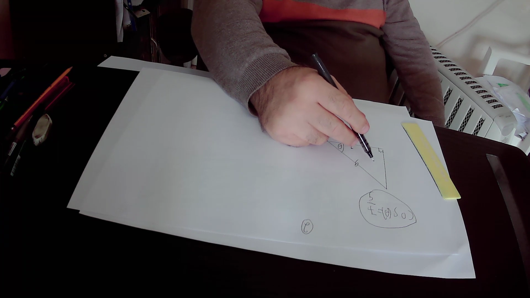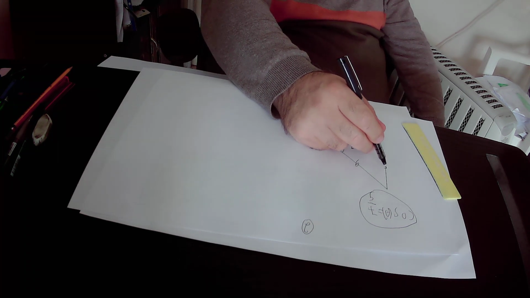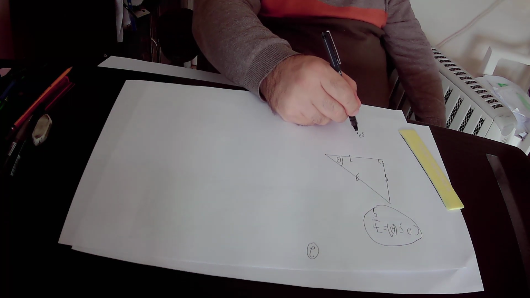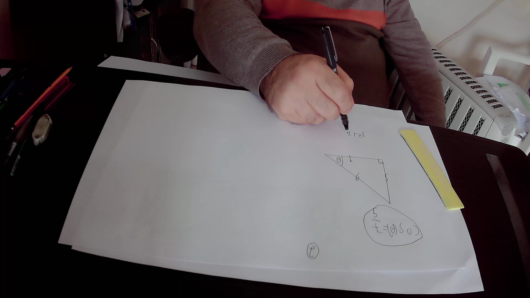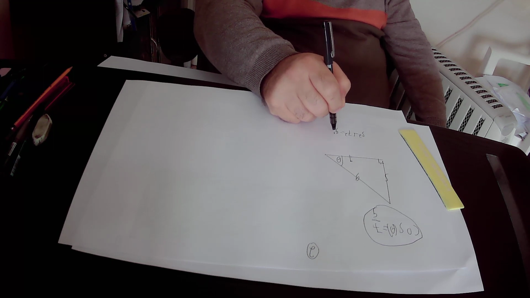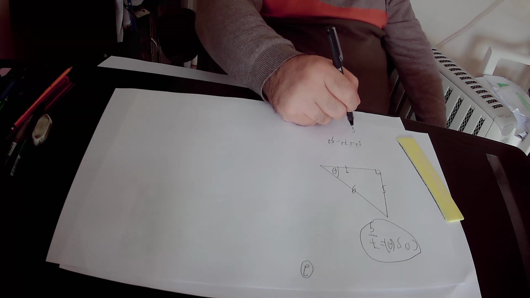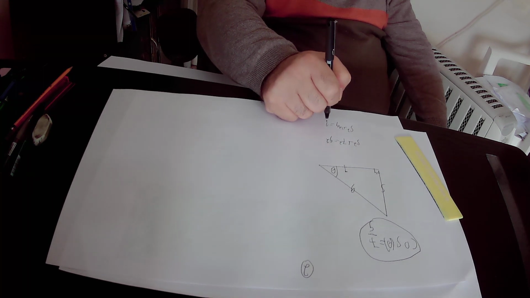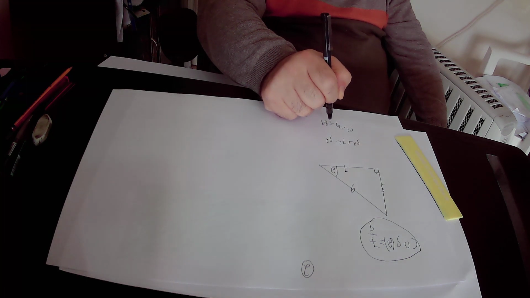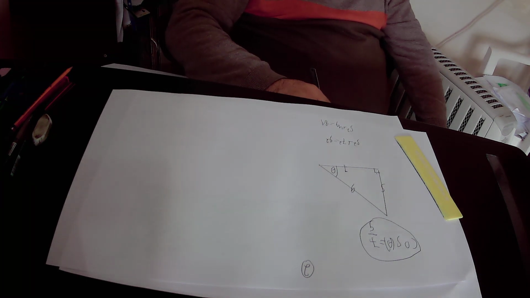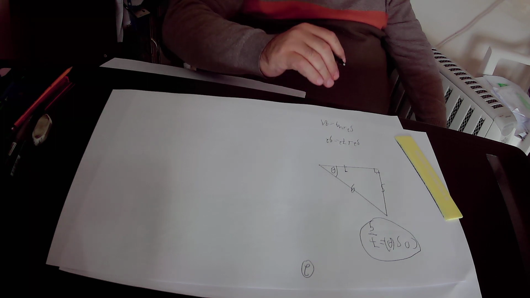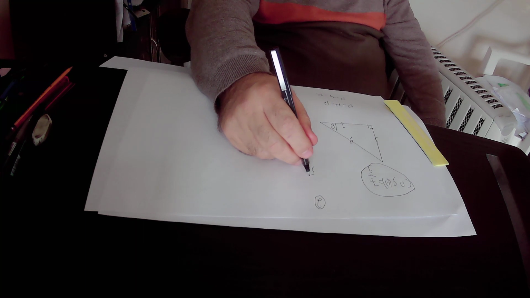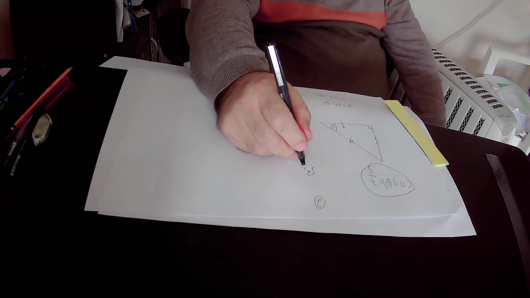Here the missing side is this side. We define it as S. According to the Pythagoras theorem, S square plus 7 square equals 9 square. So S square plus 49 equals 81. We subtract 49 from this equality and we get that S square equals 81 minus 49, which is 32.